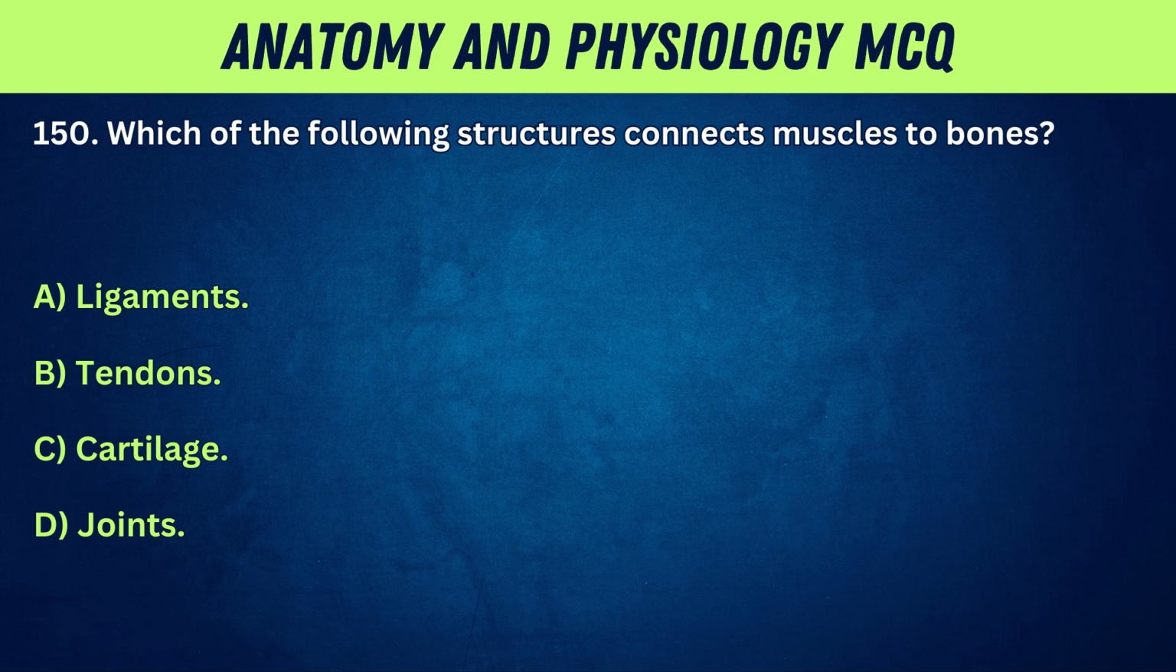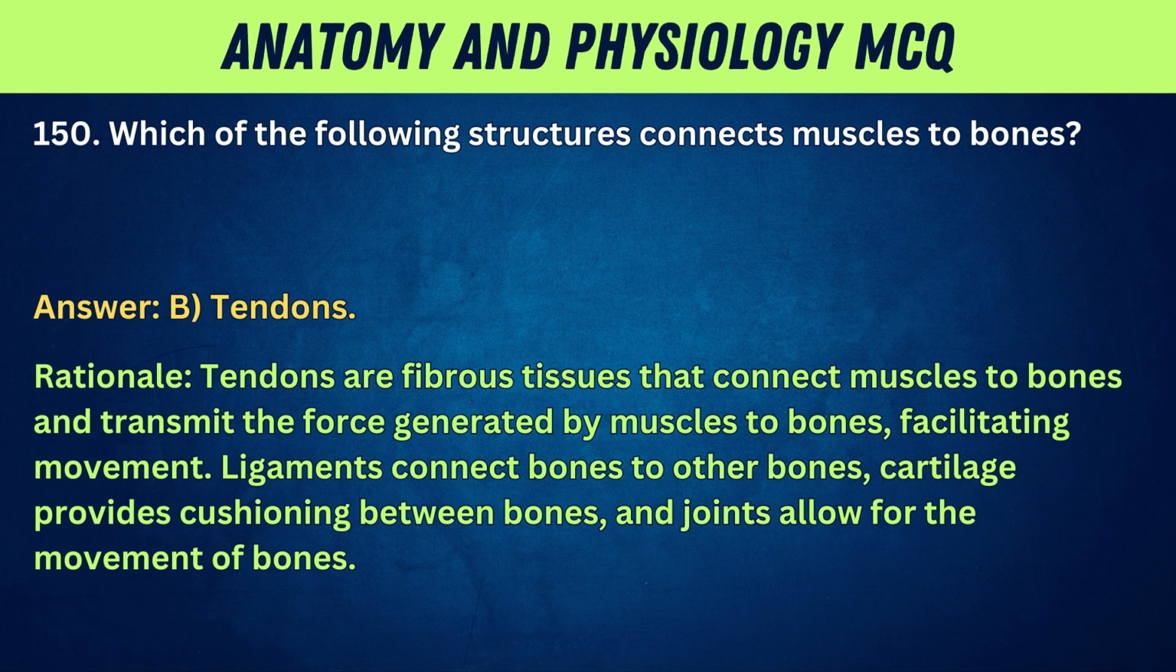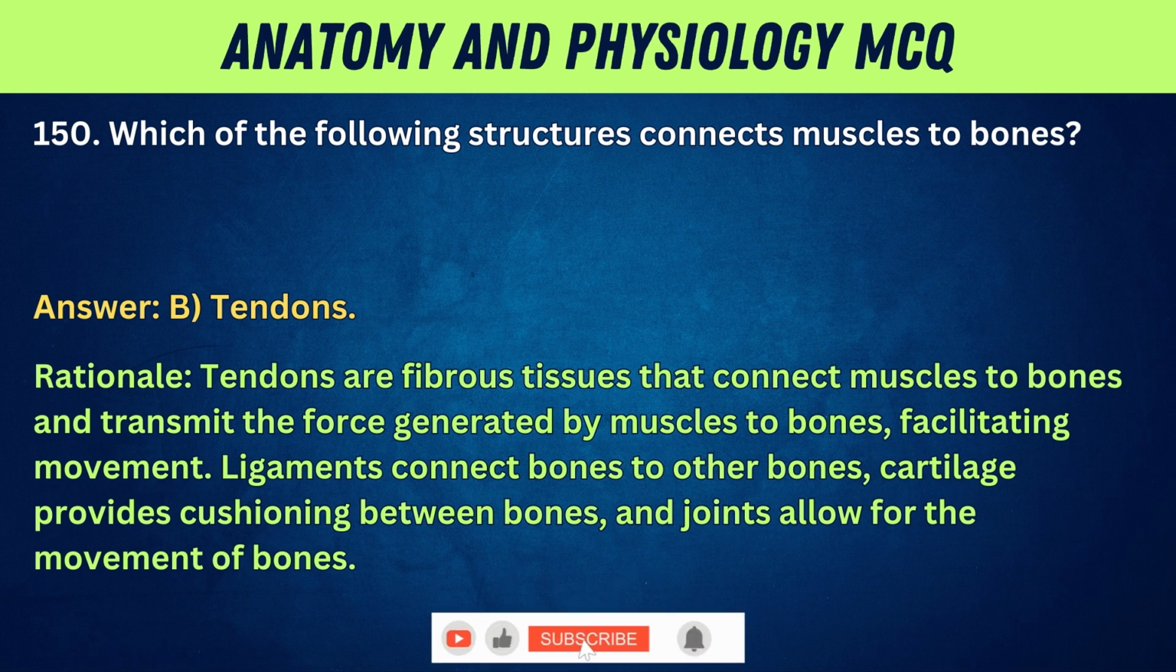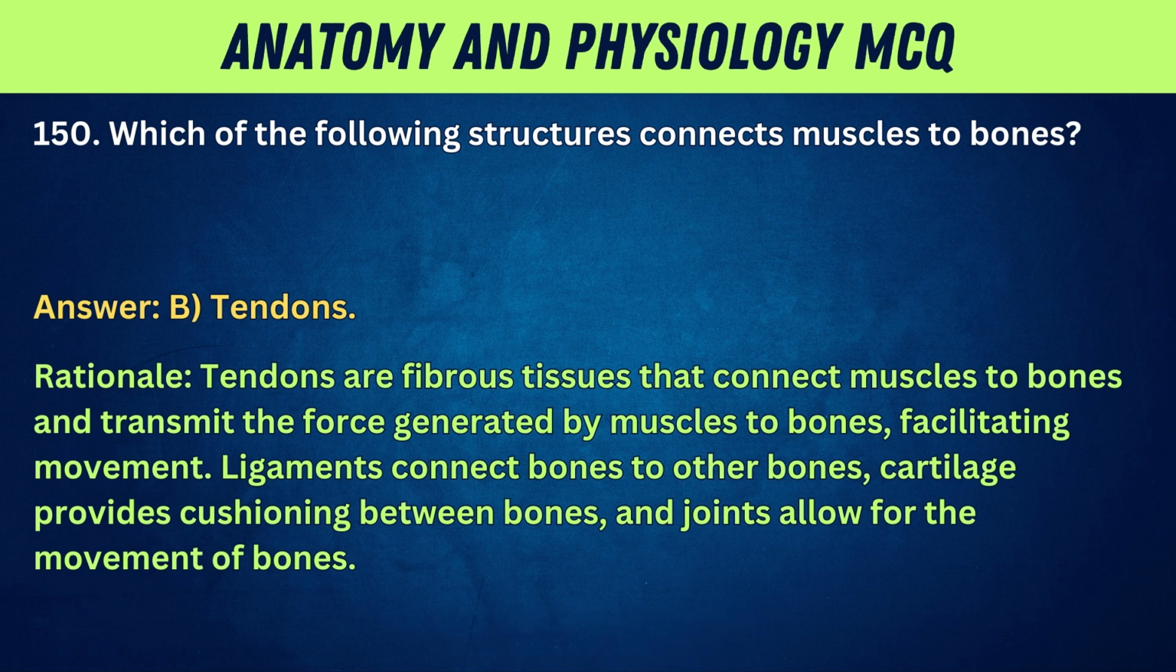150. Which of the following structures connects muscles to bones? A. Ligaments. B. Tendons. C. Cartilage. D. Joints. Answer: B. Tendons. Rationale: tendons are fibrous tissues that connect muscles to bones and transmit the force generated by muscles to bones, facilitating movement. Ligaments connect bones to other bones, cartilage provides cushioning between bones, and joints allow for the movement of bones.